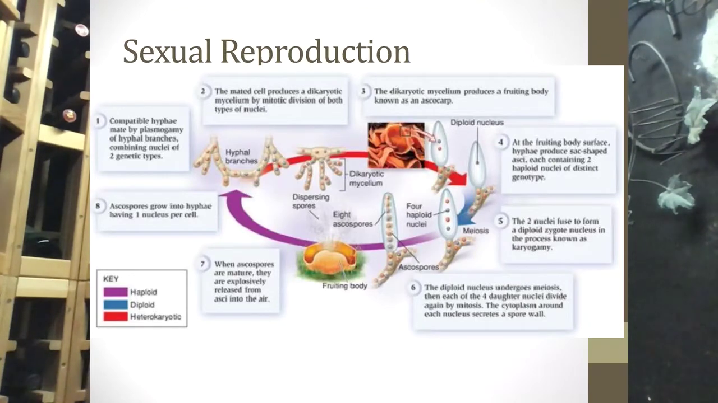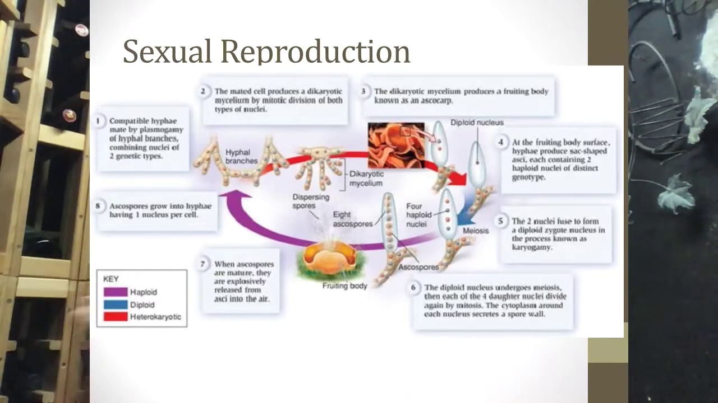Meiosis again will then divide the nuclei. The nuclei will go through meiosis, not the cells themselves. So the nuclei will go through meiosis, and that is going to create the haploid nuclei again. Okay, so what's the point of that? We went from haploid to dikaryotic to diploid right back to haploid.